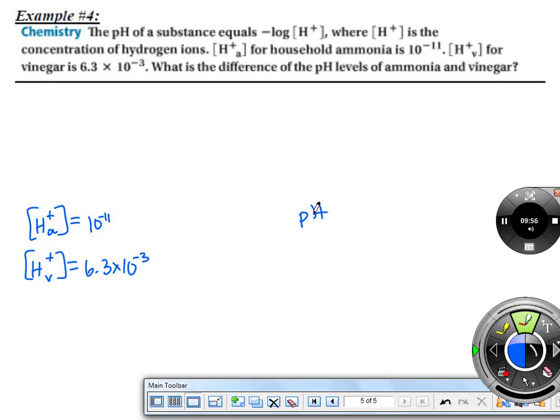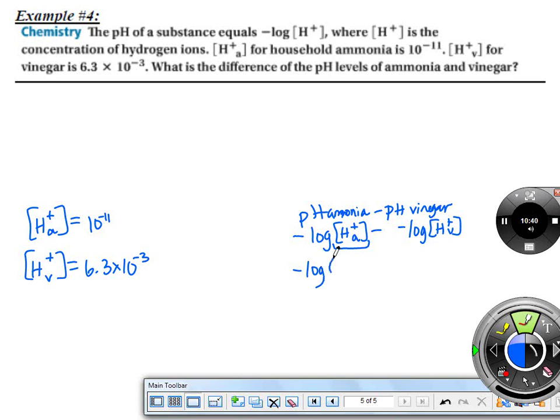So basically we want to know the difference: the pH of ammonia minus the pH of vinegar. My pH of ammonia is calculated according to the directions they gave, using this formula. This is not something I know off the top of my head from the mathematics. This is something they are telling me based on their knowledge of chemistry, and I'm just going to convert it here.